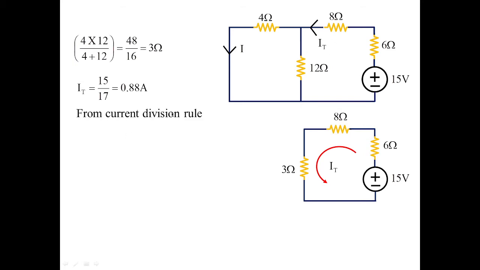Now from the current division rule I can find the value of current in 4 ohms: I is equal to I total, that is the input current, times the opposite resistance. For 4, 12 is the opposite resistance, divided by the sum of the parallel resistors, so 12 plus 4. This will give you 0.66 amperes. And hence, with these two approaches, the reciprocity theorem is verified.